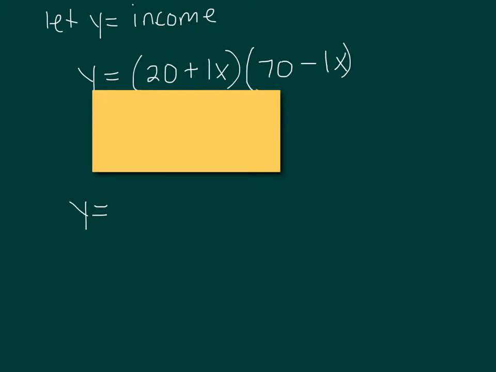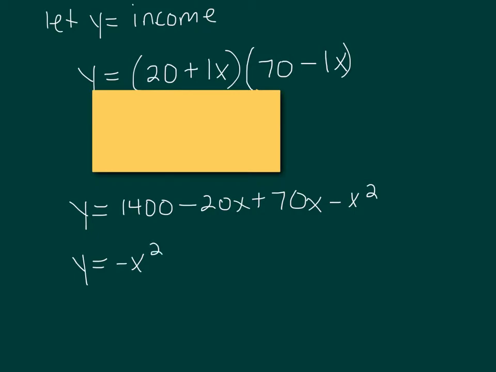So we got 20 times 70, which is 1,400, minus 20 times negative 1x, so that's negative 20x. And then we have 1x times 70, so that's plus 70x. And then our last part, 1x times negative 1x, is negative x squared. Let's combine like terms and write it in standard form. So the x squared comes first, negative x squared. Then these two are like terms, so that gives us positive 50x, and then plus 1,400.